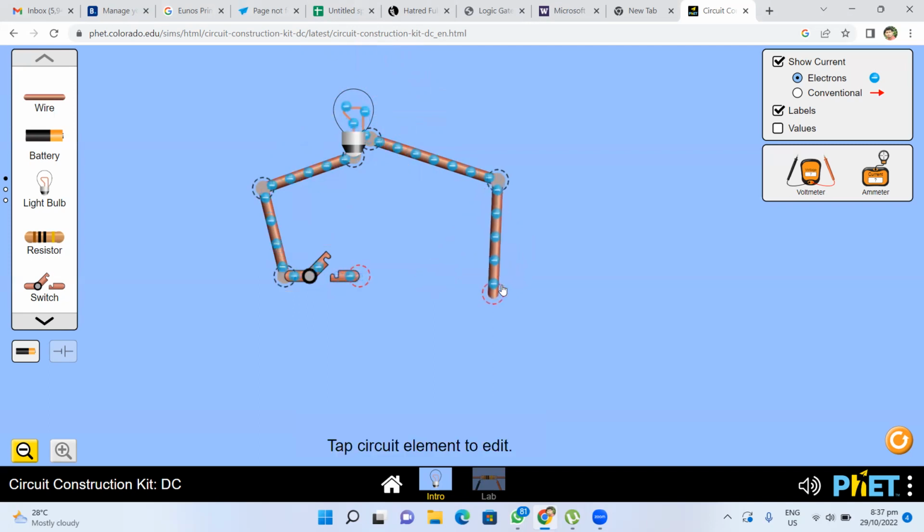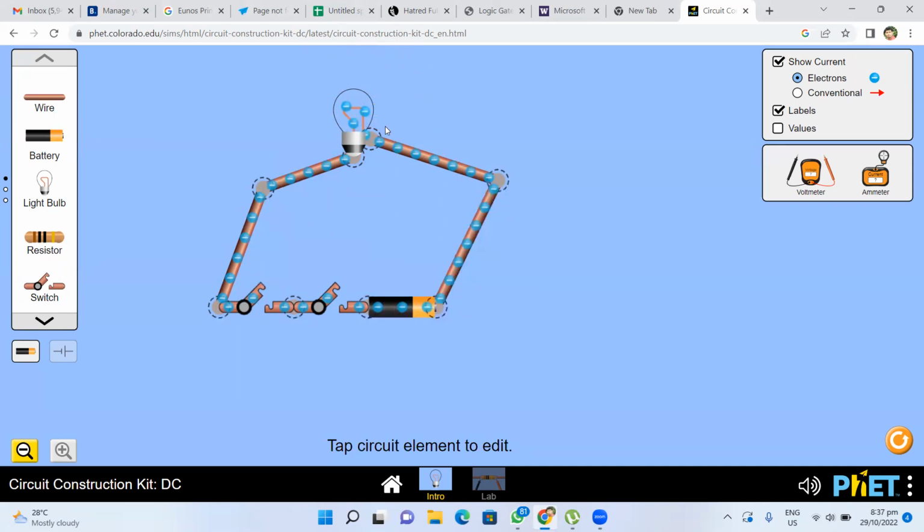I'm going to have one bulb and now two switches, two switches connected serially, and then the battery. Let's name these switches A and B. This is switch A, this is switch B. If A and B are switches or inputs, how can we light up the bulb? What is the logic? How can we turn on the light?